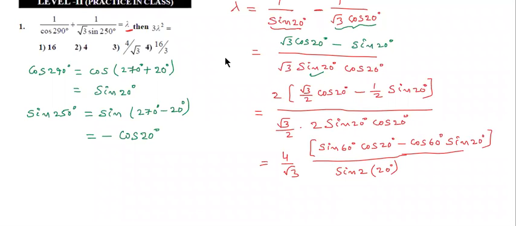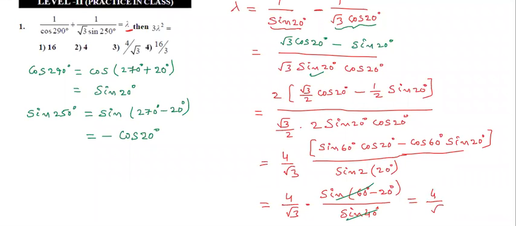Students, observe the numerator, that is in the form of sine A cos B minus cos A sin B. What is the formula? Sine of A minus B or not? Sine 60 minus 20 degrees. 60 minus 20, how much? 40 or not? And denominator 2 into 20, 40. So numerator sine 40, denominator sine 40 is going to cancel. Now what is the final answer? 4 by root 3. This is only lambda value.